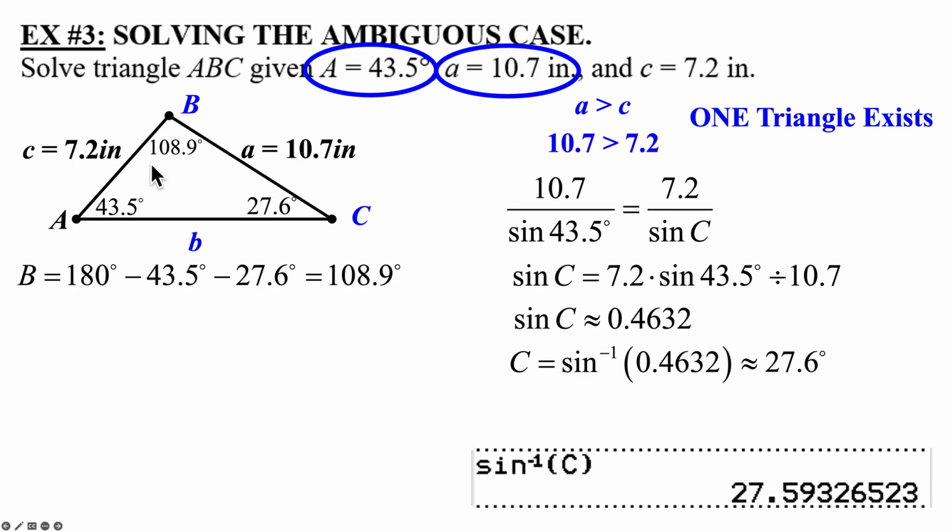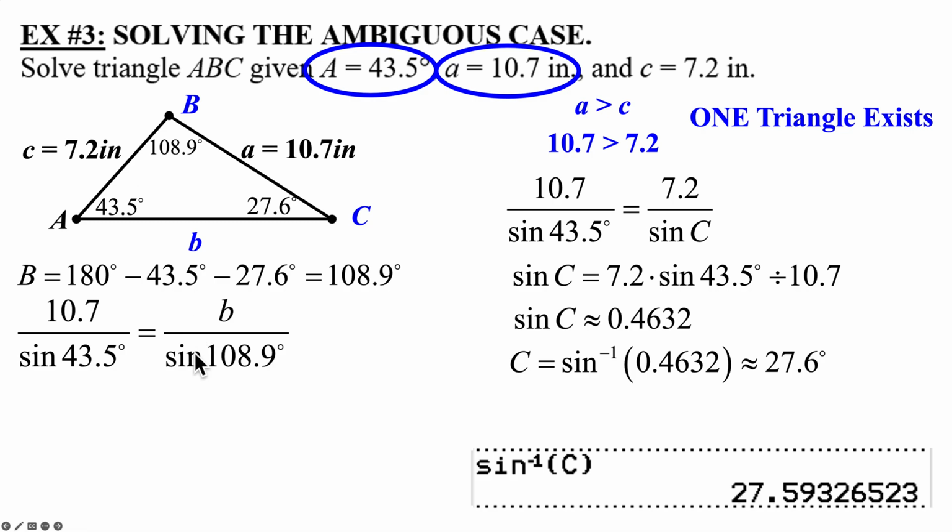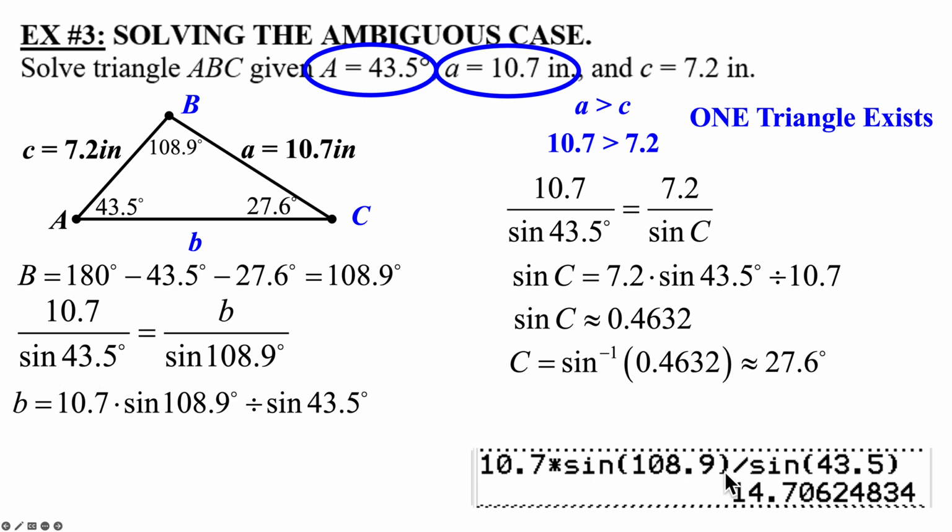Now that you have this obtuse angle, we'll set up the law of sines. Again, use that same original given ratio, 10.7 over the sine of 43.5, equal to b now over the sine of 108.9. Cross multiply the two you can, divide by the third. There's your calculator entry you want to write down. Plunk it into the calculator. We get 14.7 for the side.